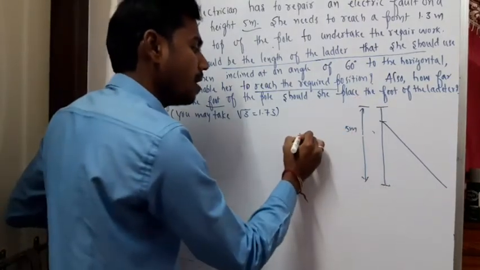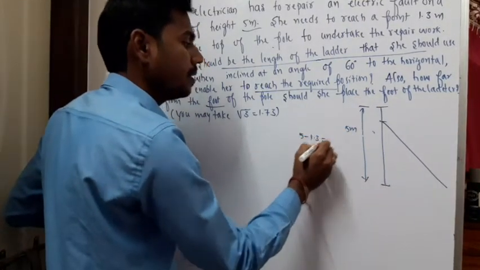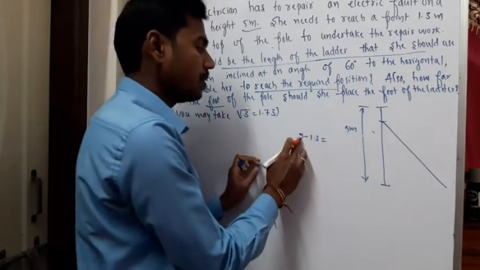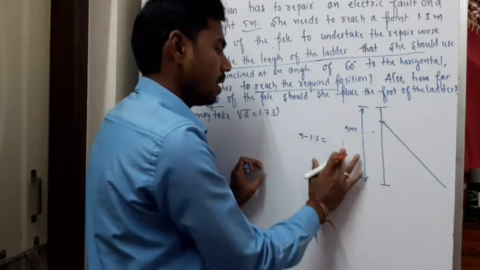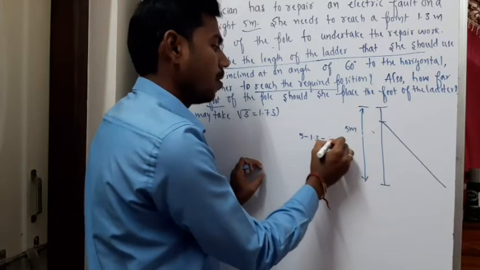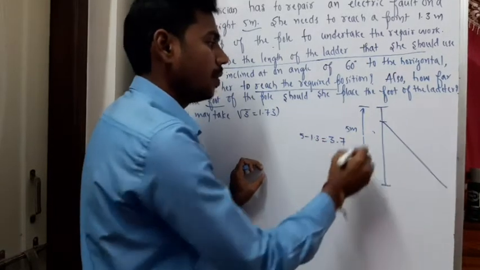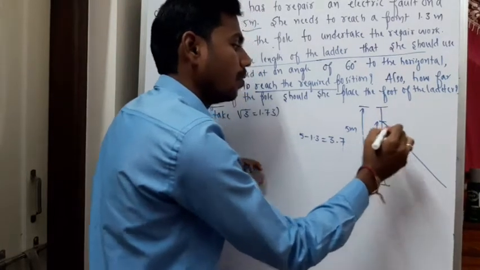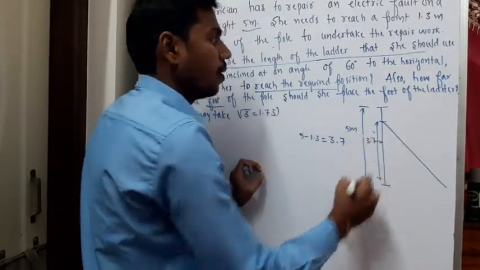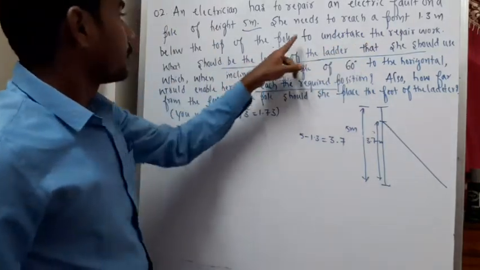Which means 5 minus 1.3 is equal to, see, 5.0, 0 means 10 minus 3, 7. 4 minus 1, 3. So 3.7. So this height is 3.7 meter from the ground. Okay, next.